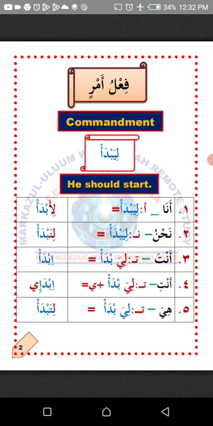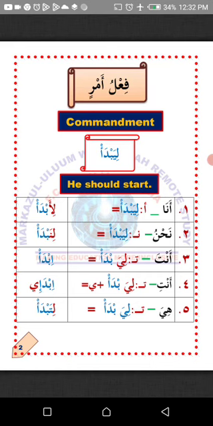Number three, anta, you, representing a single male person. So how do we change the verb liyabdah to suit anta? All you need to do is to detach lamun and ya'un. Then we go and borrow alif to make it pronounceable. So the question is, what kind of vowel sound are we going to read the borrowed alifun with? The second letter determines the kind of vowel sound we are going to read the borrowed alif with.